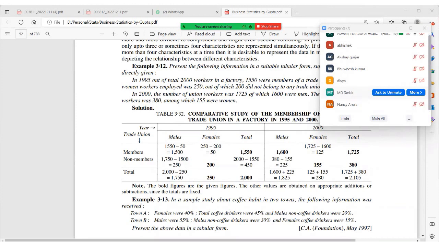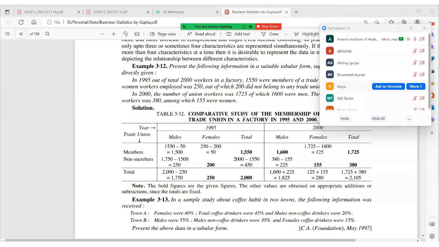Divya, have you tried this or not? Yes, I tried, but I couldn't. Now see the answer. See.